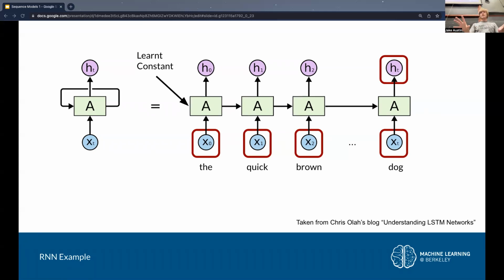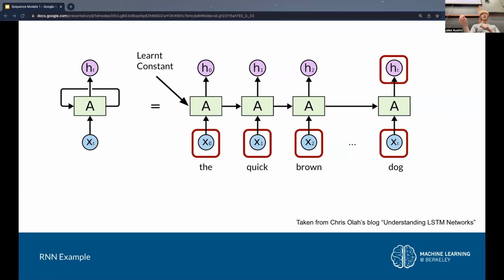Do people have questions about this so far and what's happening? Don't worry about what's happening inside of A, but the thing to understand is that it spits out h0 and a second vector as well that gets fed into the next step.